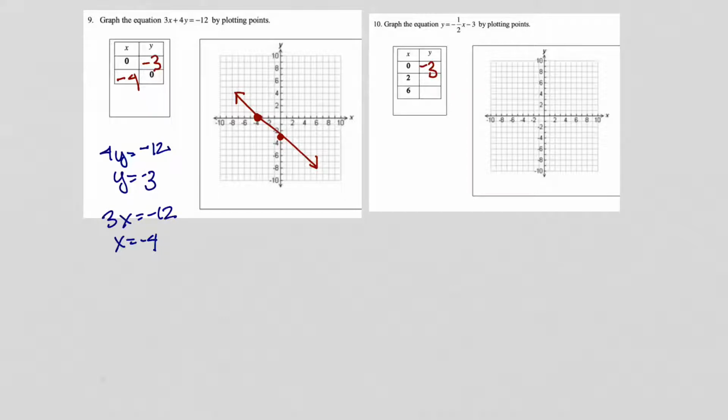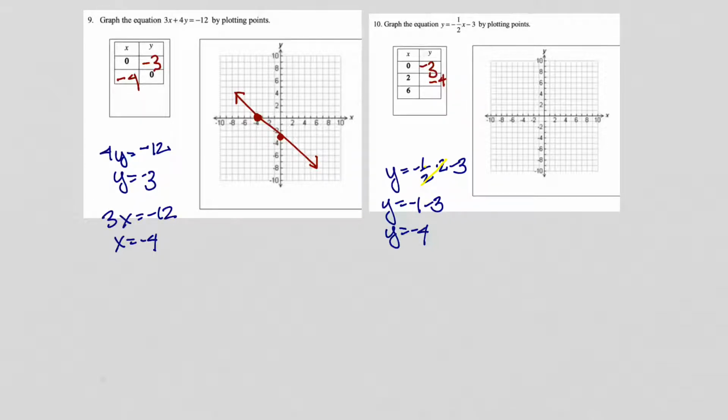Now, put in 2 for x. So I'll write that down here. If I put in the 2 for x, I'll get y equals negative 1/2 times 2 minus 3. Now, 2 will go into 2 once. 1 times negative 1 is negative 1. So now we get y equals negative 1 minus 3. So y is negative 4. So I'll put that negative 4 back here.